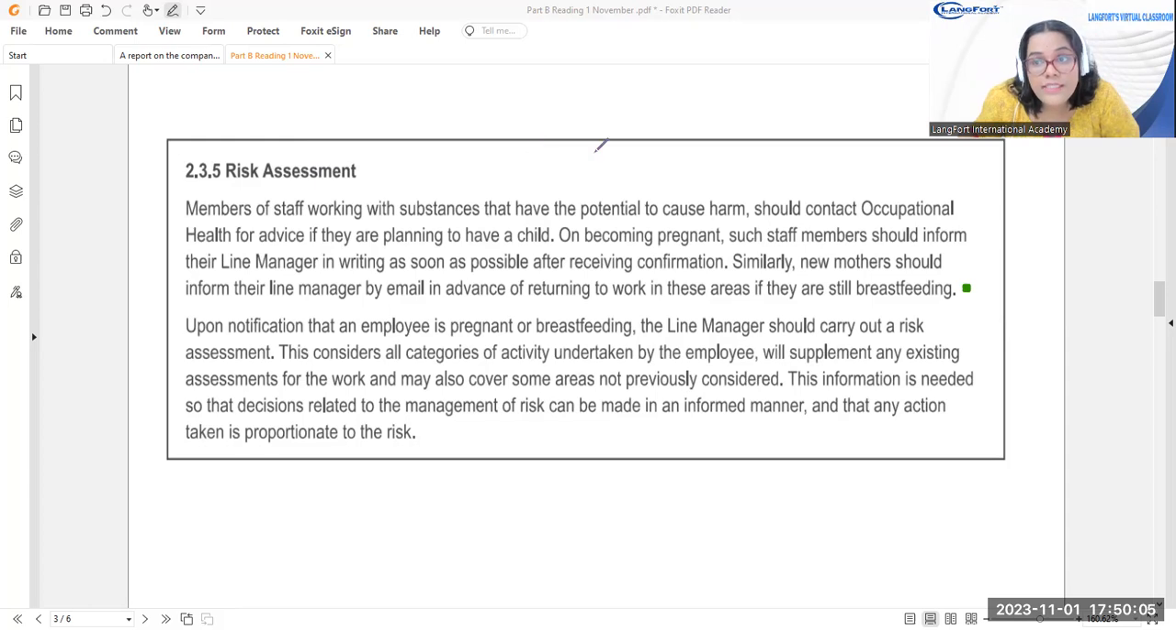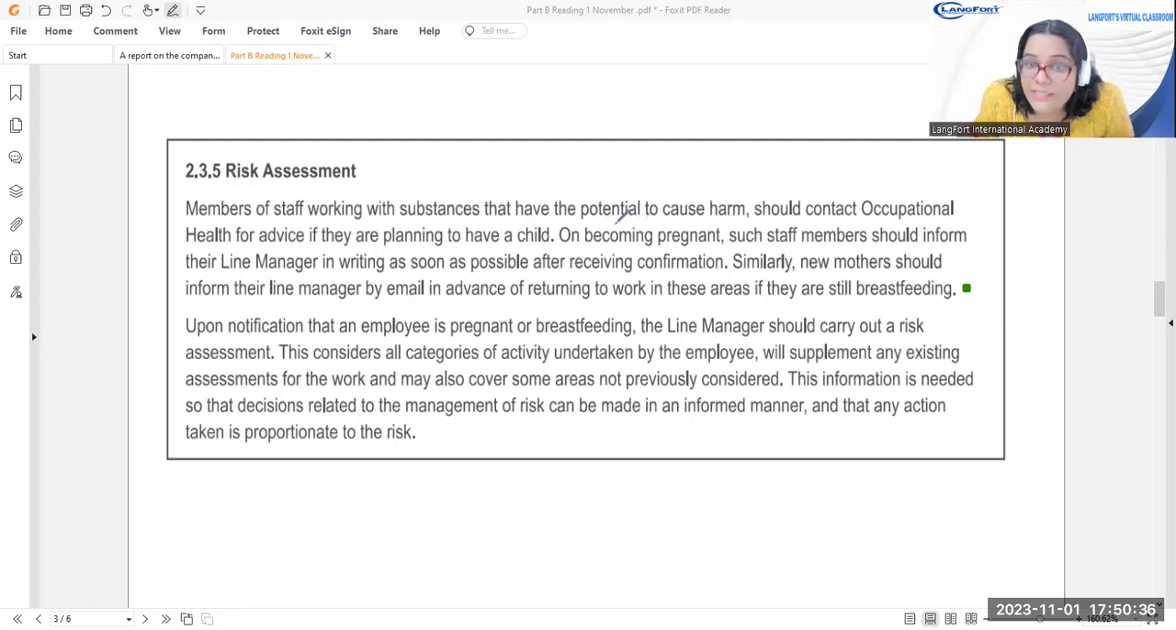Risk assessment. So the extract is all about assessing the risk. The first sentence says that members of staff working with substances that have the potential to cause harm should contact occupational health for advice if they're planning to have a child. So if the staff members are planning to conceive, then they need to contact occupational health, if they are the ones who work with substances that can cause possible harm.